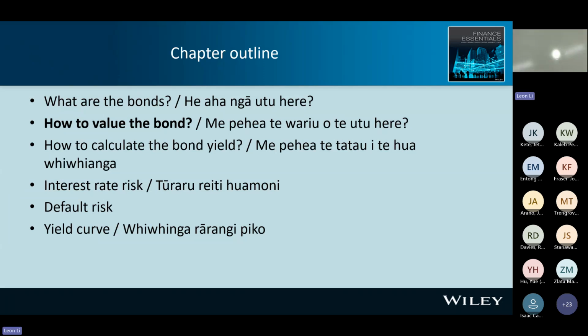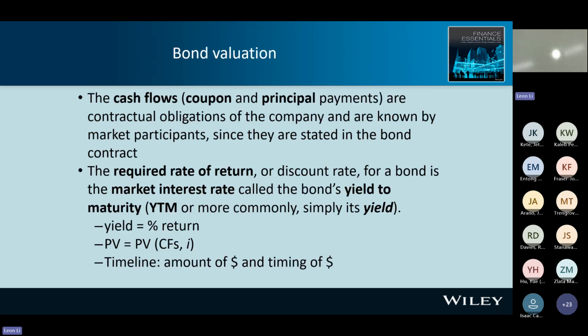All right, so now we are going to do the second topic, how to value the bond. So we know the bond. Next topic is the valuation of the bond. To do the valuation, I know I need two key variables. One is cash flows. We have multiple cash flows. For a bond, we have the coupon and the principal payment, that means the par payment on the maturity day.